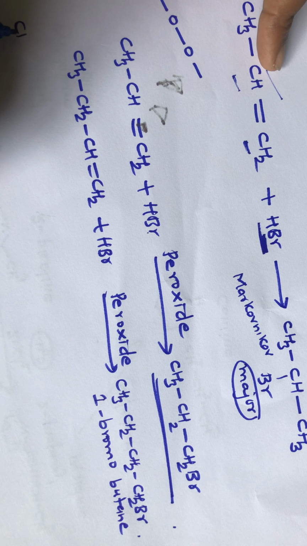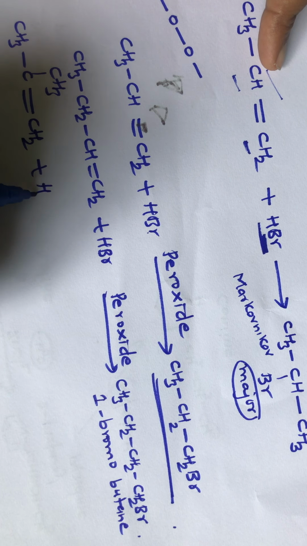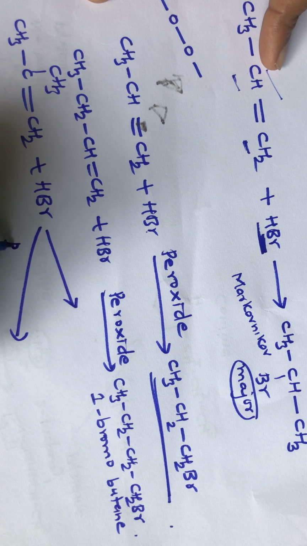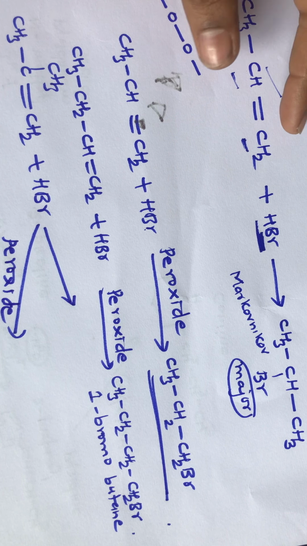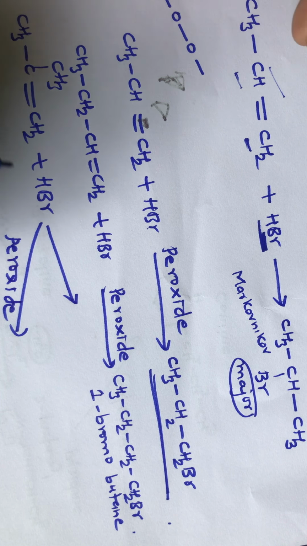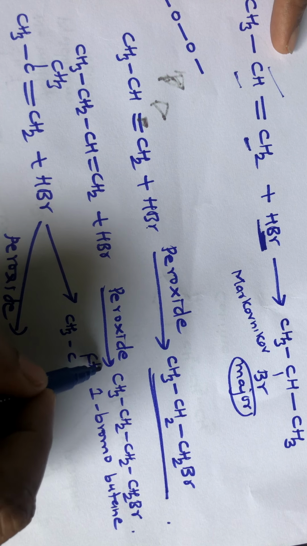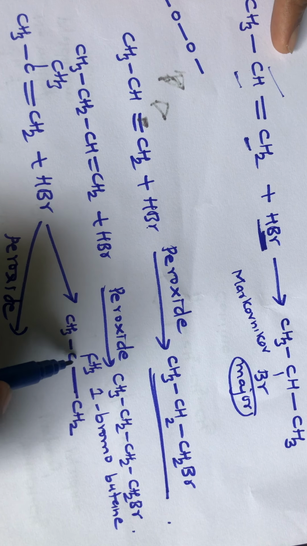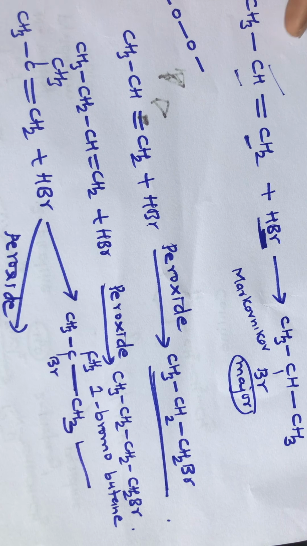Or else this one. Let's take this: CH3C(CH3)=CH2 plus HBr. Now if you add only HBr, and if you add peroxide, see the difference. If you add only HBr, the negative part of the reagent will attack the carbon containing the least number of hydrogen atoms. That means Br will attack here. So the product will be CH3C(CH3)BrCH3. The negative part will attack here, so you are going to get this product.